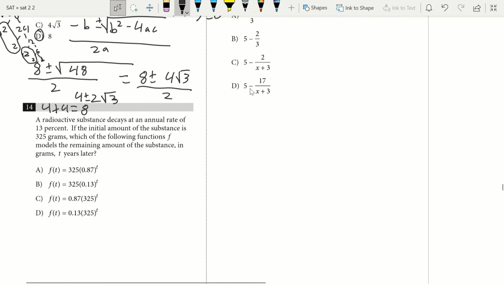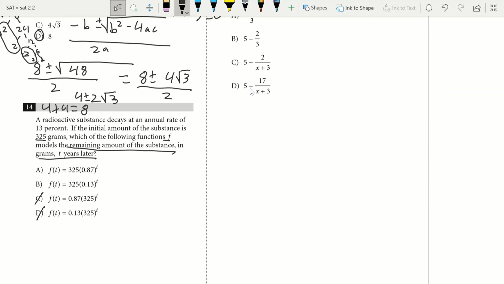Question 14. A radioactive substance decays at an annual rate of 13%. If the initial amount of the substance is 325 grams, which of the following functions F models the remaining, so that's important, remaining amount, not lost amount, in grams t years later? So the remaining amount, we're starting with 325.